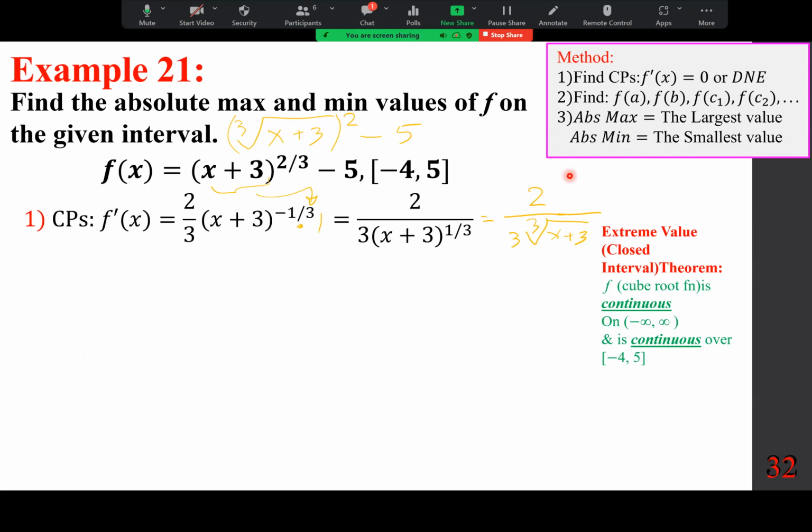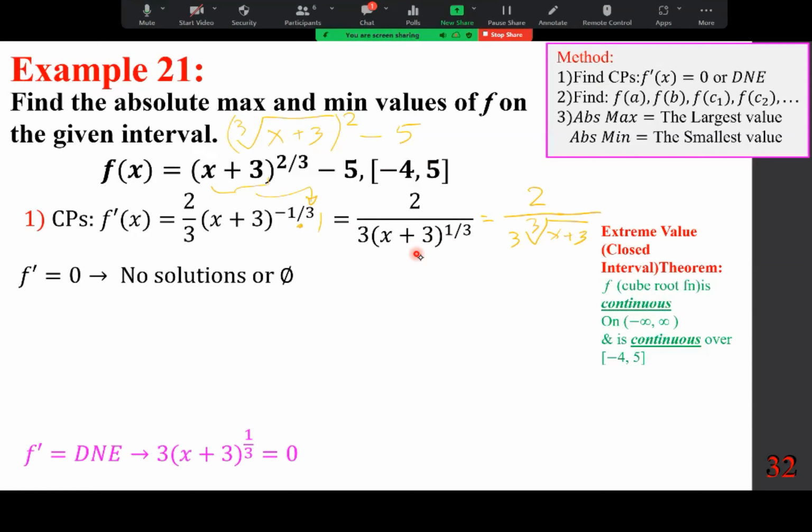So now we are going to go with the first step and say, well, f prime equals 0. A fraction is 0 when the top is 0. So when you set this equal to 0, there is no solution. Why is that? Because the top is a number, positive, negative, small, large, makes no difference. It doesn't involve x, so it can't be 0. But the second part, where it says f prime doesn't exist: a fraction is undefined when the denominator is 0, in which case x becomes negative 3.